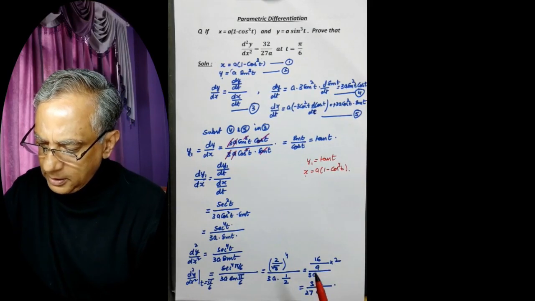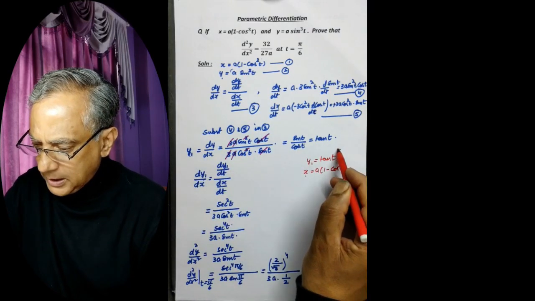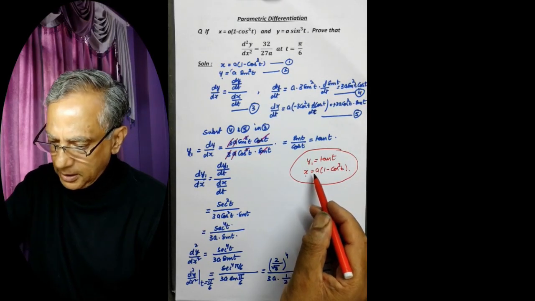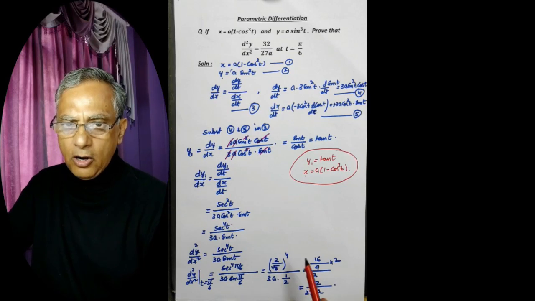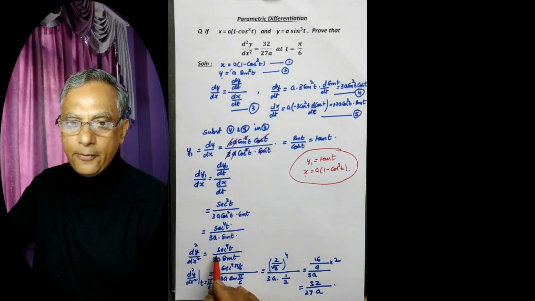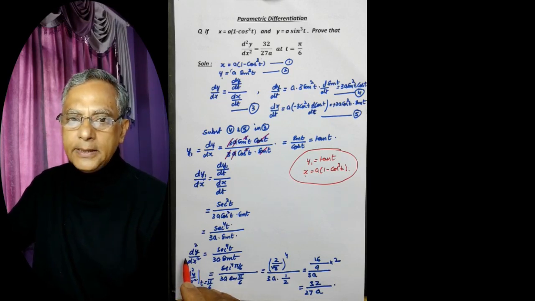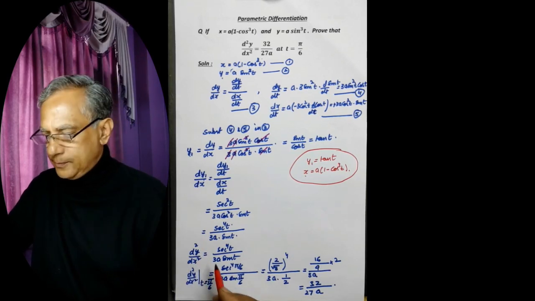So after obtaining the first order derivative, we redefine the question as this and find the first order derivative. The same method will be applied again. And if we have to find the third order derivative, we will denote this by y2, then the third order derivative will be dy2 by dx, that is dy2 by dt over dx by dt.